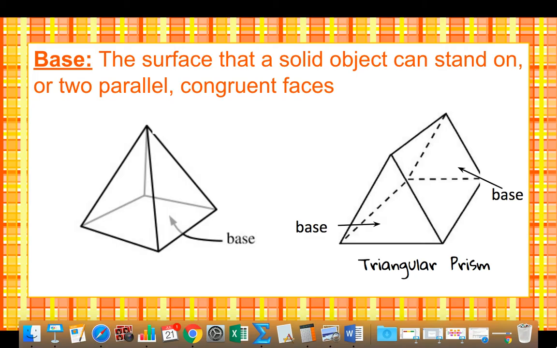Now, the figure on the left, I can see that this is a pyramid because the walls come to a point, right? The triangular faces that make up the sides come to a point. But what kind of pyramid is it? It's a square pyramid because the base is a square.